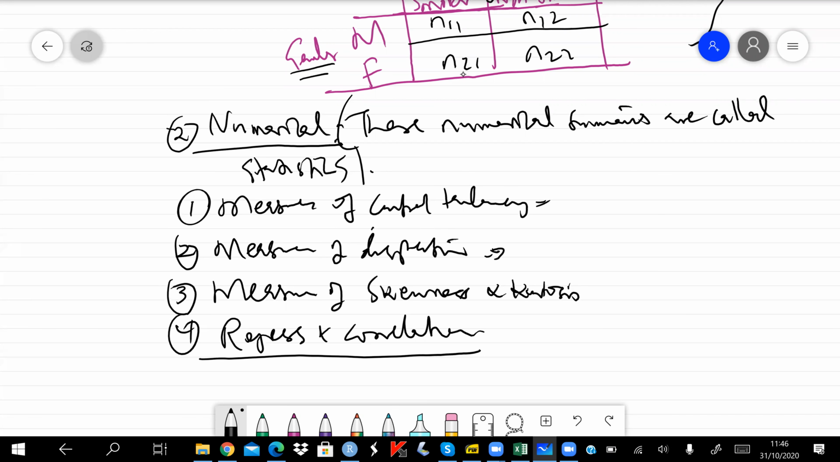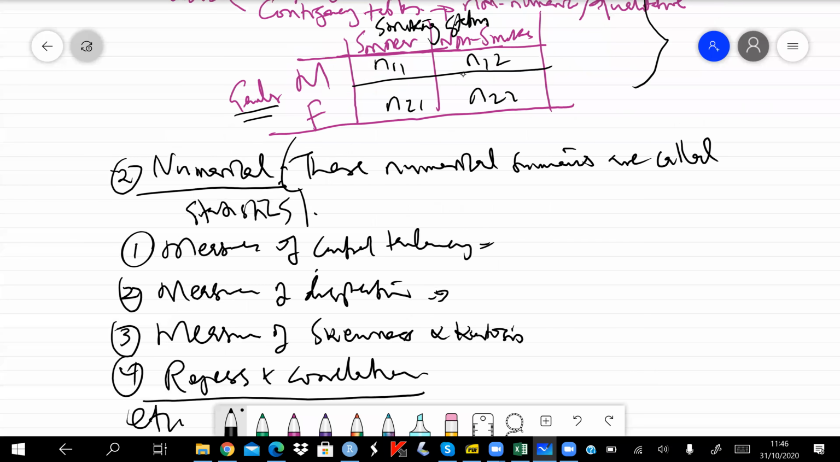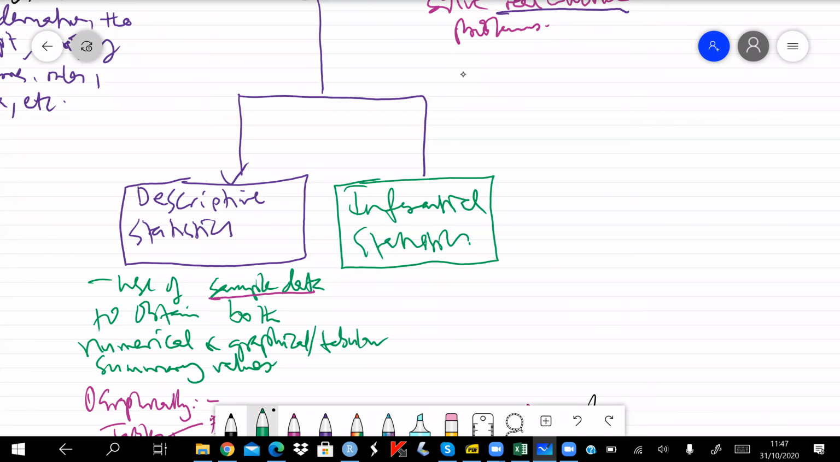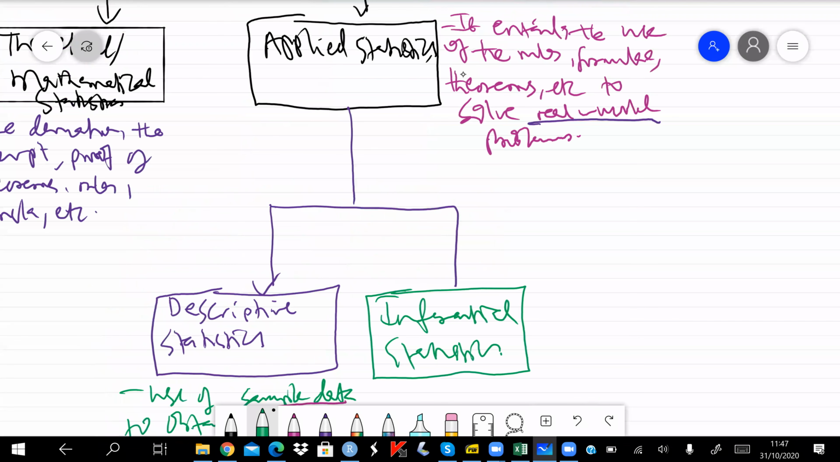So if you use sample data to perform any of these, this is part of what we are calling the numerical summary values. These are numerical summary values. Okay. Now, on the other hand, here we have this. This is descriptive. So we have here what we call inferential statistics. Okay, that's our topic today: statistical inference.